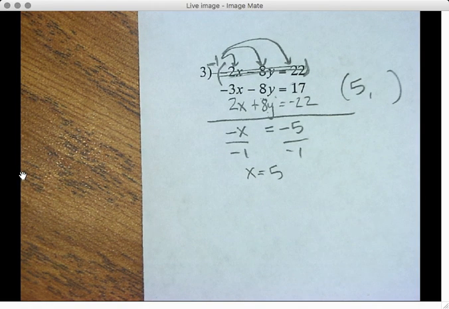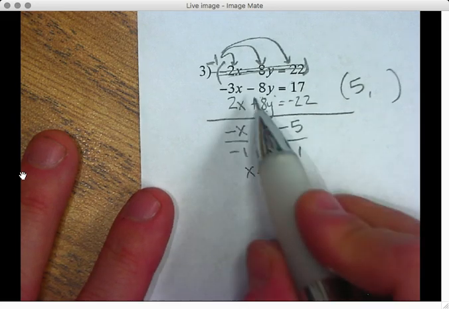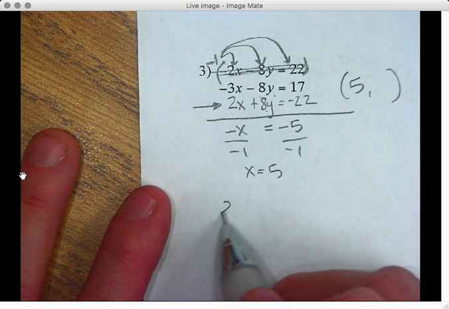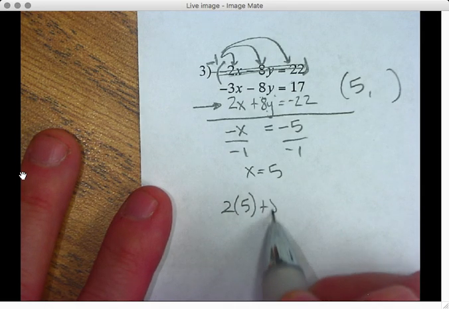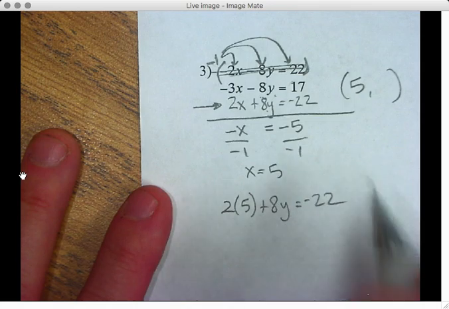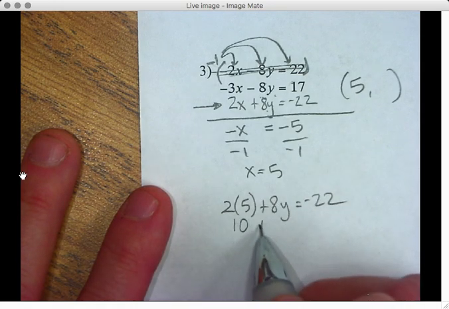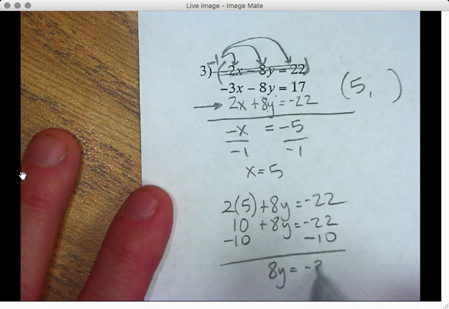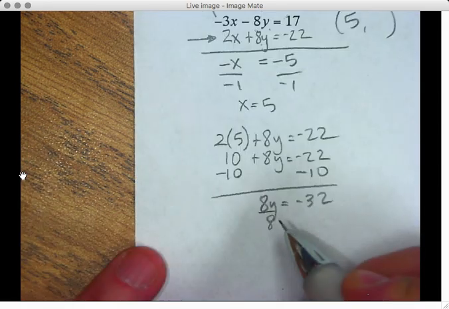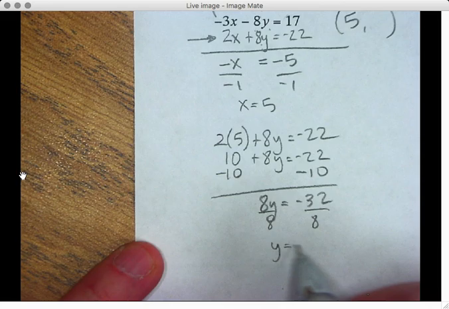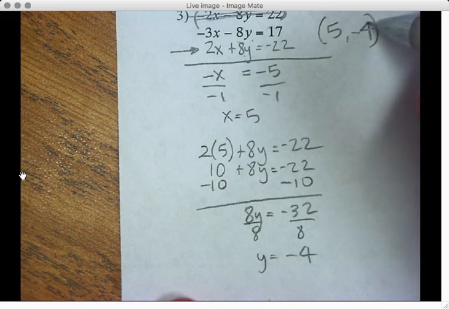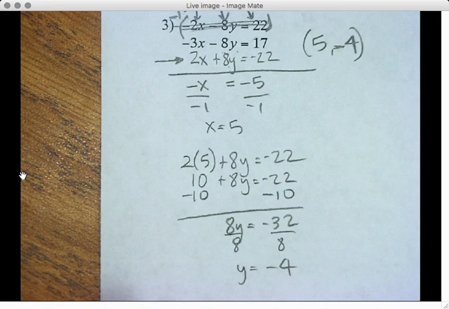Now all I need is the y. So I'm going to plug that 5 into either of these equations. Again, I don't know why, I tend to pick the bottom one. 2 times 5 plus 8 times y equals negative 22. This is 10 plus 8y equals negative 22. I'm going to subtract 10, and 8y equals negative 32. And when I divide by 8, I finally have my y part of the answer. So now I have the whole ordered pair, and I have my answer.